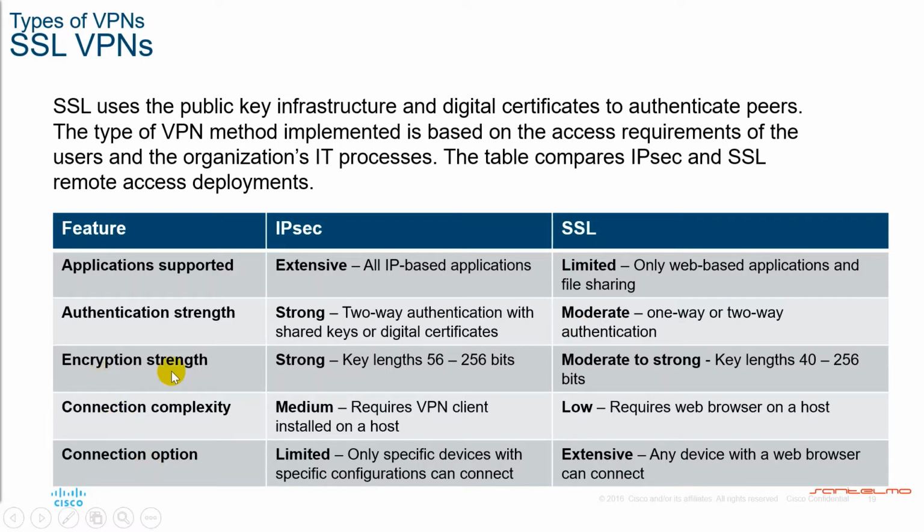For the encryption strength, IPsec is strong. The key length is 56 to 256 bits. Whereas for SSL, it's moderate to strong, with a key length of 40 to 256 bits. Connection complexity: IPsec is medium, requiring a VPN client installed on the host, whereas SSL just requires a web browser on a host. So any web browser will do. And then last is the connection option. IPsec is limited. Only specific devices with specific configurations can connect. Whereas SSL is extensive. Any device with a web browser can connect.